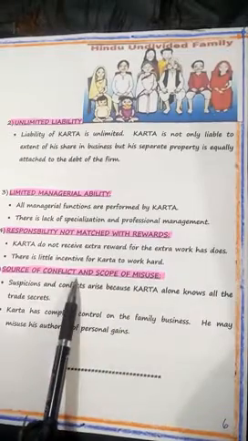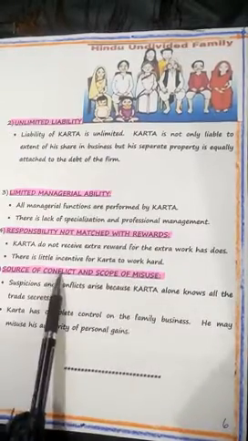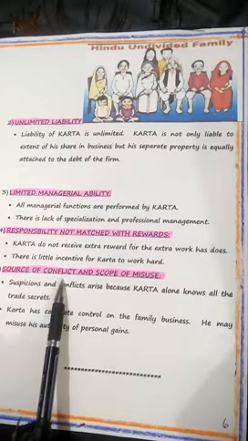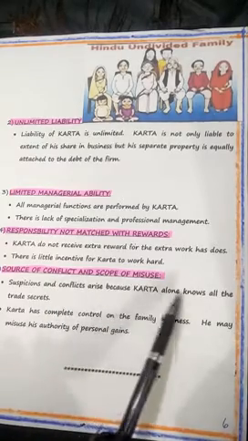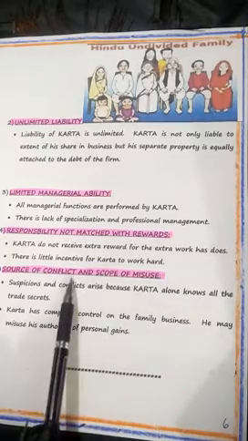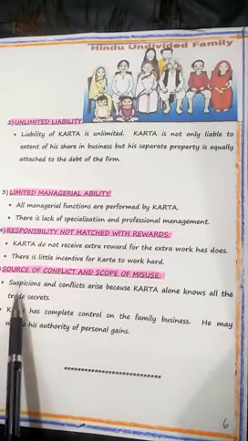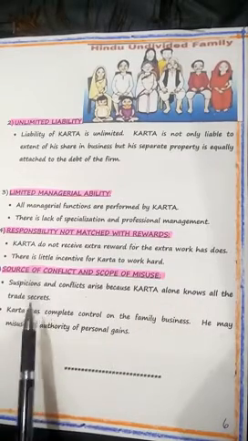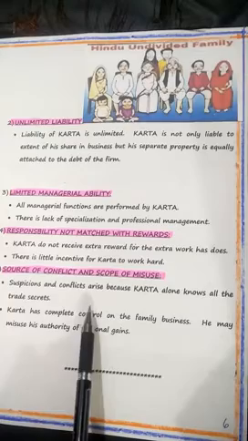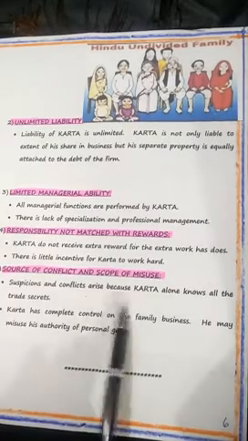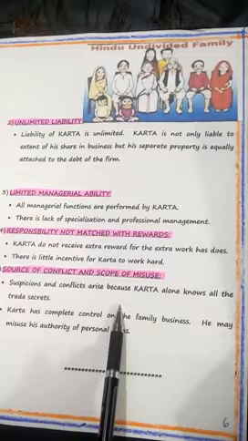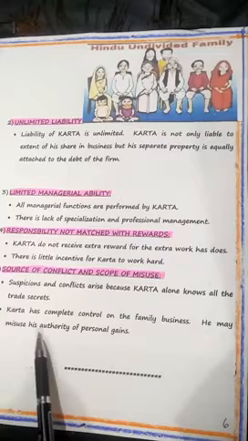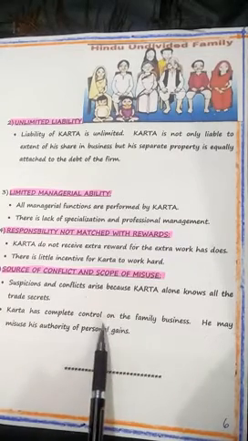The next one is source of conflict and scope of misuse. Two things are put together, negative points. Please make a note, children. Absolute dominance of Karta causes conflicts among the Hindu undivided family. Absolute control. So suspicions and conflicts arise because Karta alone knows all the trade secrets. So there are internal disputes or disagreements. Conflicts can rise from opposite or conflicting ideas. Karta has complete control in the family. He may misuse authority for personal gains. So that is also the main point, children.